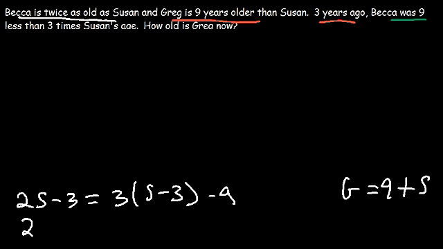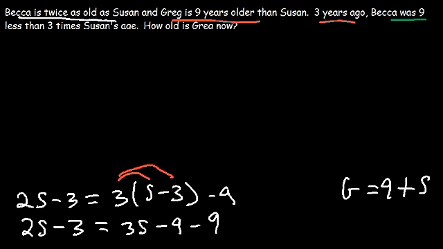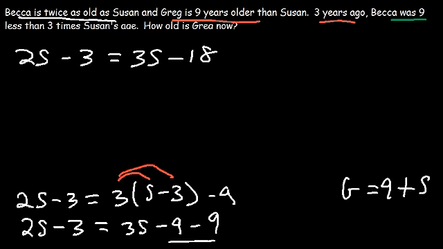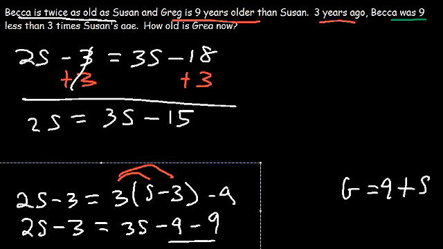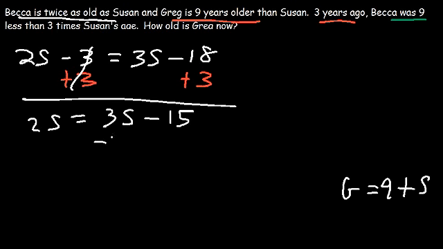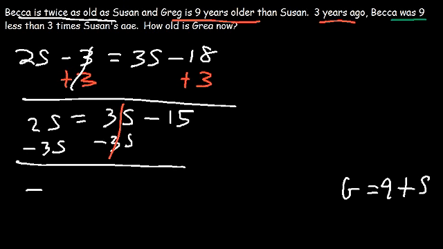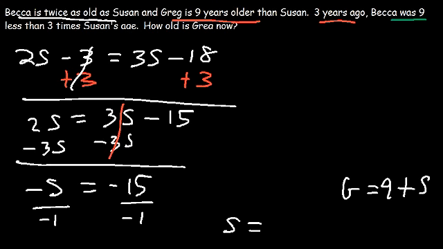So let's distribute the 3. 2S minus 3 is equal to 3S minus 9 minus another 9. Negative 9 minus 9 is negative 18. So 2S minus 3 is equal to 3S minus 18. Now let's add 3 to both sides. So 2S is equal to 3S minus 15. Now let's subtract 3S from both sides. 2S minus 3S is negative S, which equals negative 15. So if we divide by negative 1, S is equal to 15.